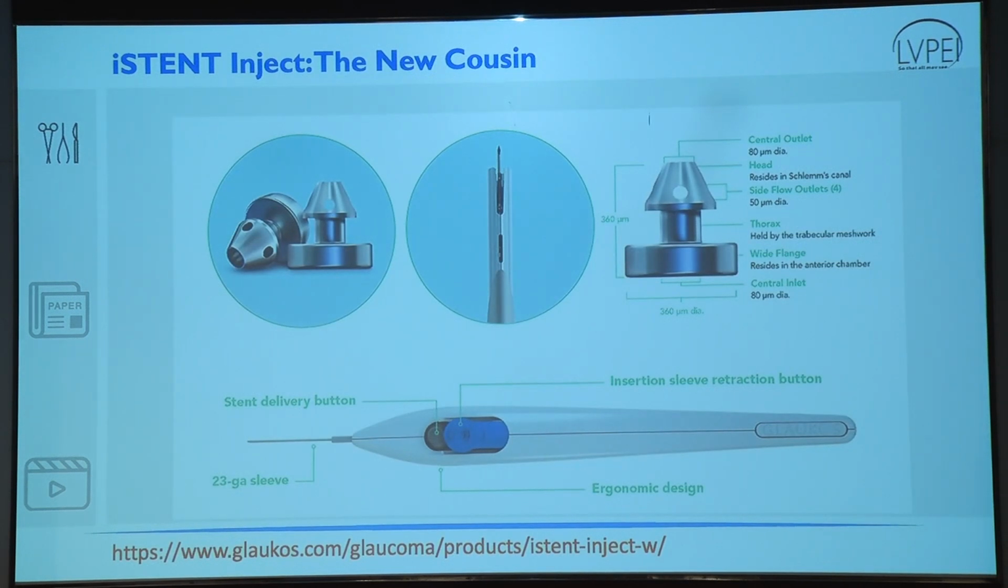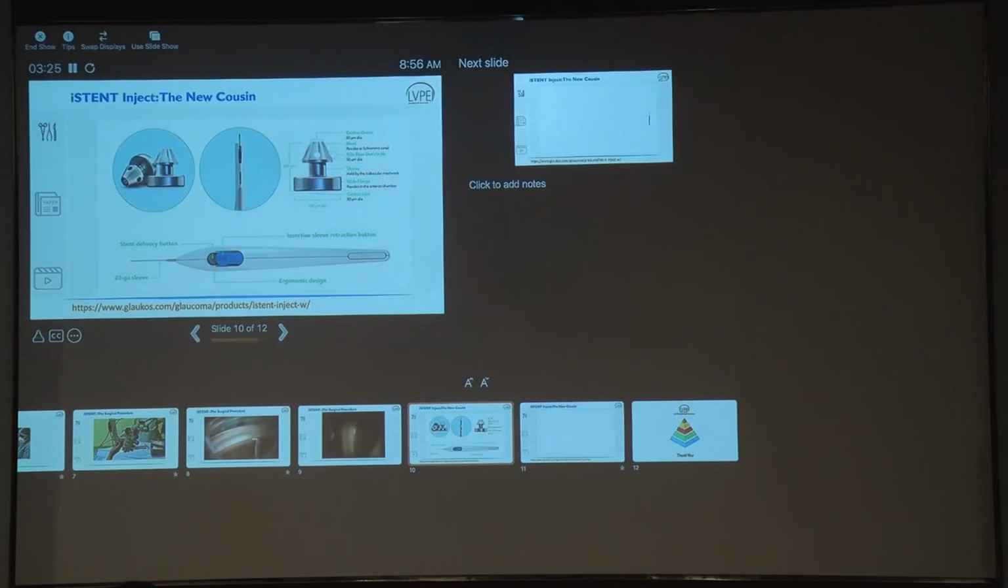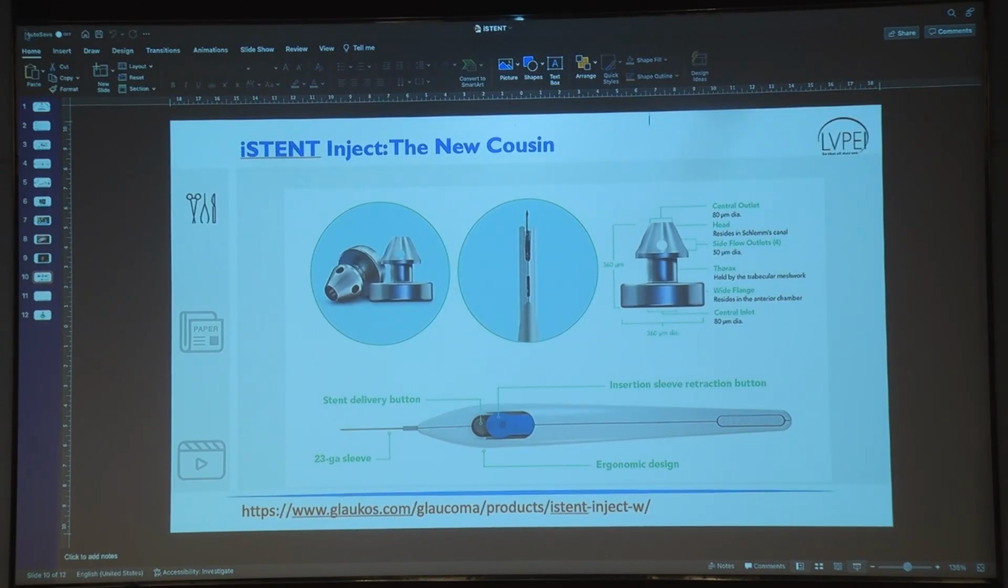There is a cousin of the iStent, the iStent inject, which implants two of these modern design or newer design iStents into the trabecular meshwork. It costs a little more, but probably will also work a little better than the traditional iStent. We have already reached a stage when the iStent is being called traditional.